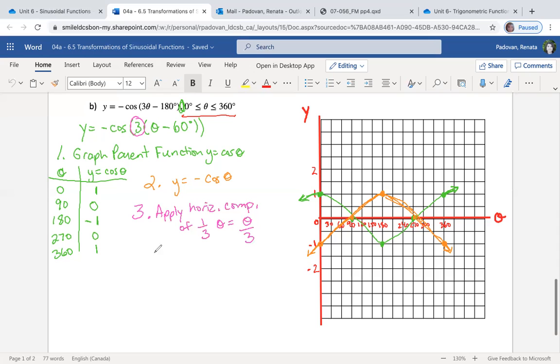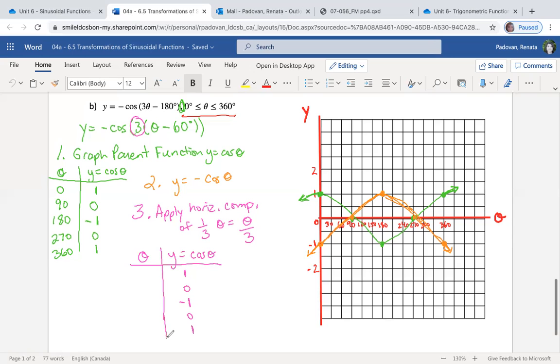So what I can do is draw another chart if that's going to help me. Theta and y equals cos of theta. And don't forget, when you're doing a horizontal stretch or compression, and in this case it's a horizontal compression because it's a value greater than 1, it's not a fraction, basically, then it's actually getting compressed, and your hands are going in closer together. And you're dividing by 3 because you do the opposite for the horizontal stretch or compression. My y values are staying the same, right? So you can write down your 5 y values.